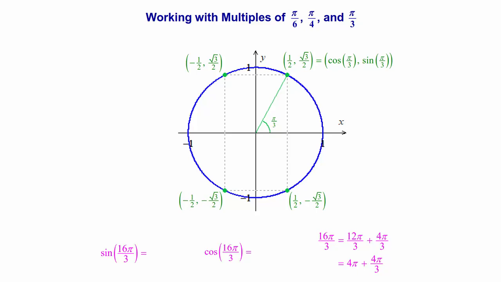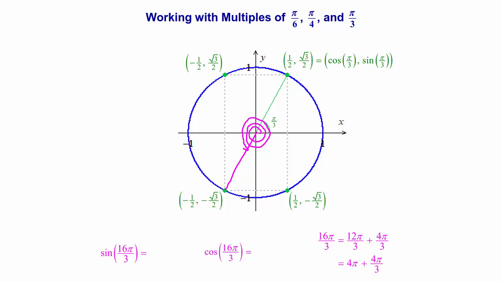So we could try to plot this angle on our coordinate plane by using 2 full revolutions. There's 1, there's 2, and now we rotate around 4 pi over 3, which is 3 pi over 3, or pi, plus 1 more pi over 3. So it looks like it's aiming us into quadrant 3.